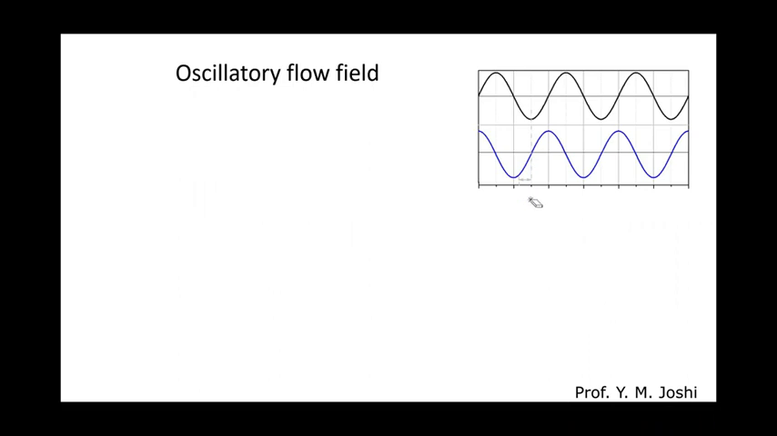What is done in an oscillatory flow field? In an oscillatory flow field, you subject the sample to oscillatory strain. Typically, the oscillatory strain that is applied to a system is gamma equal to gamma 0 sine omega t, where this amplitude is gamma 0, while one particular period essentially represents omega t going from 0 to 2 pi.